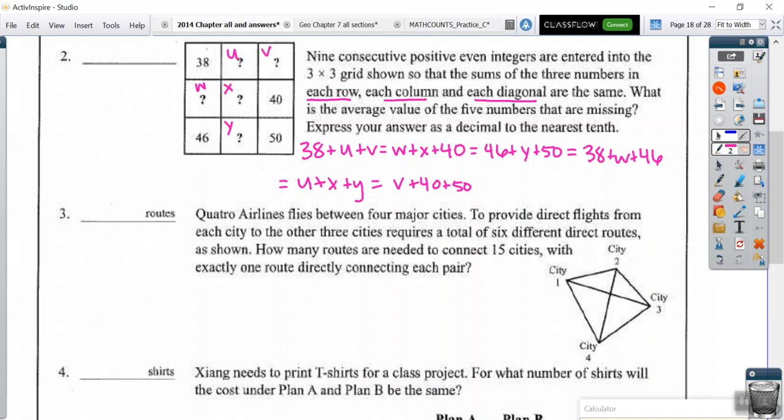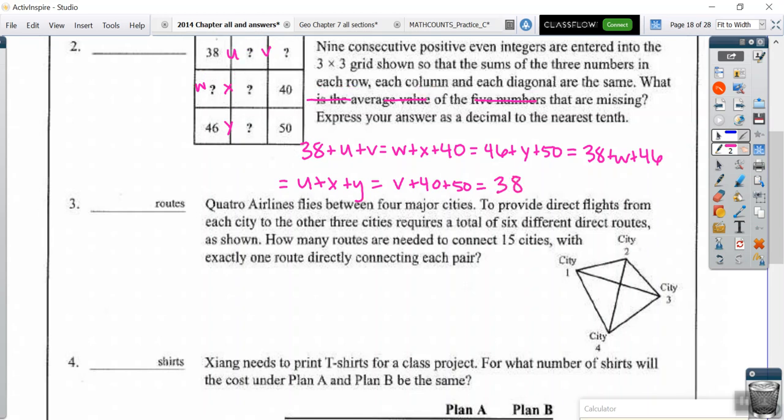And then finally we have to do our diagonals. So we have 38 plus X plus 50 is equal to V plus X plus 46. So those are all of our equations. And then in order to find our missing variables, to find the average, we have to set certain equations equal to each other in order to find the variable that we're looking for.